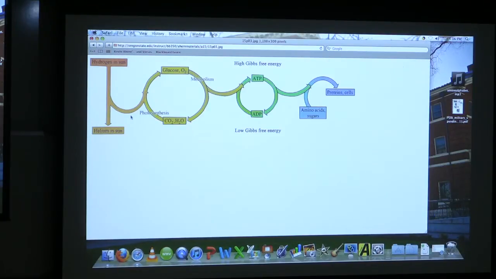So plants are taking out of the atmosphere carbon dioxide and water and using those two together to make glucose. They also, in the process, release oxygen. The reason we have as much oxygen in the atmosphere as we do is because plants have been working on putting that oxygen out there for billions of years.